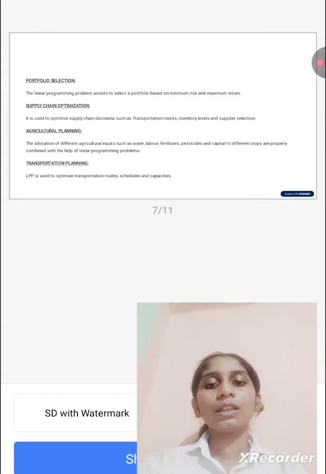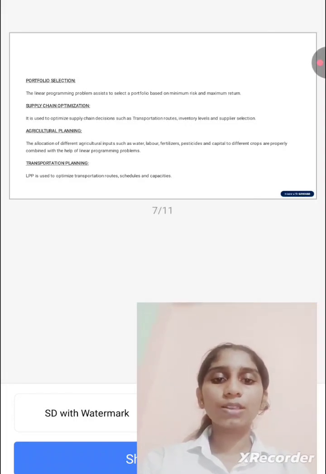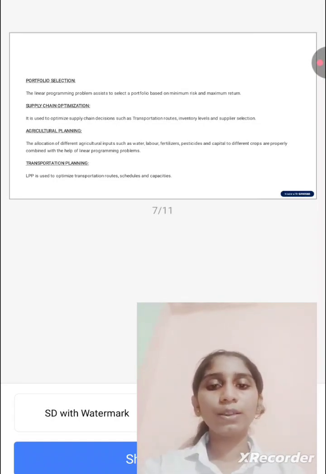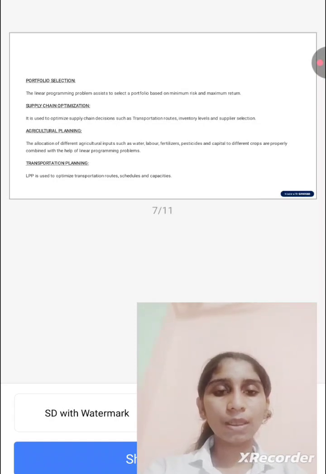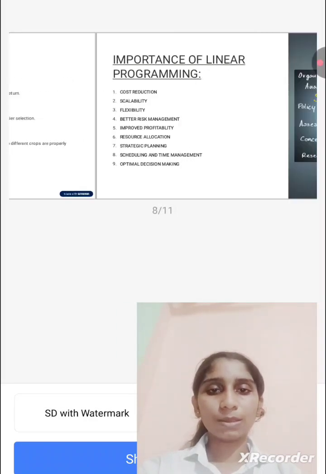Portfolio selection. The linear programming problem assists to select a portfolio based on minimum risk and maximum return. Supply chain optimization. It is used to optimize the supply chain decisions such as transport routes, supplier selection and inventory levels. Agricultural planning. It includes the allocation of different agricultural inputs like water, fertilizers, pesticides and capital to different crops, which are properly combined with the help of linear programming problems.